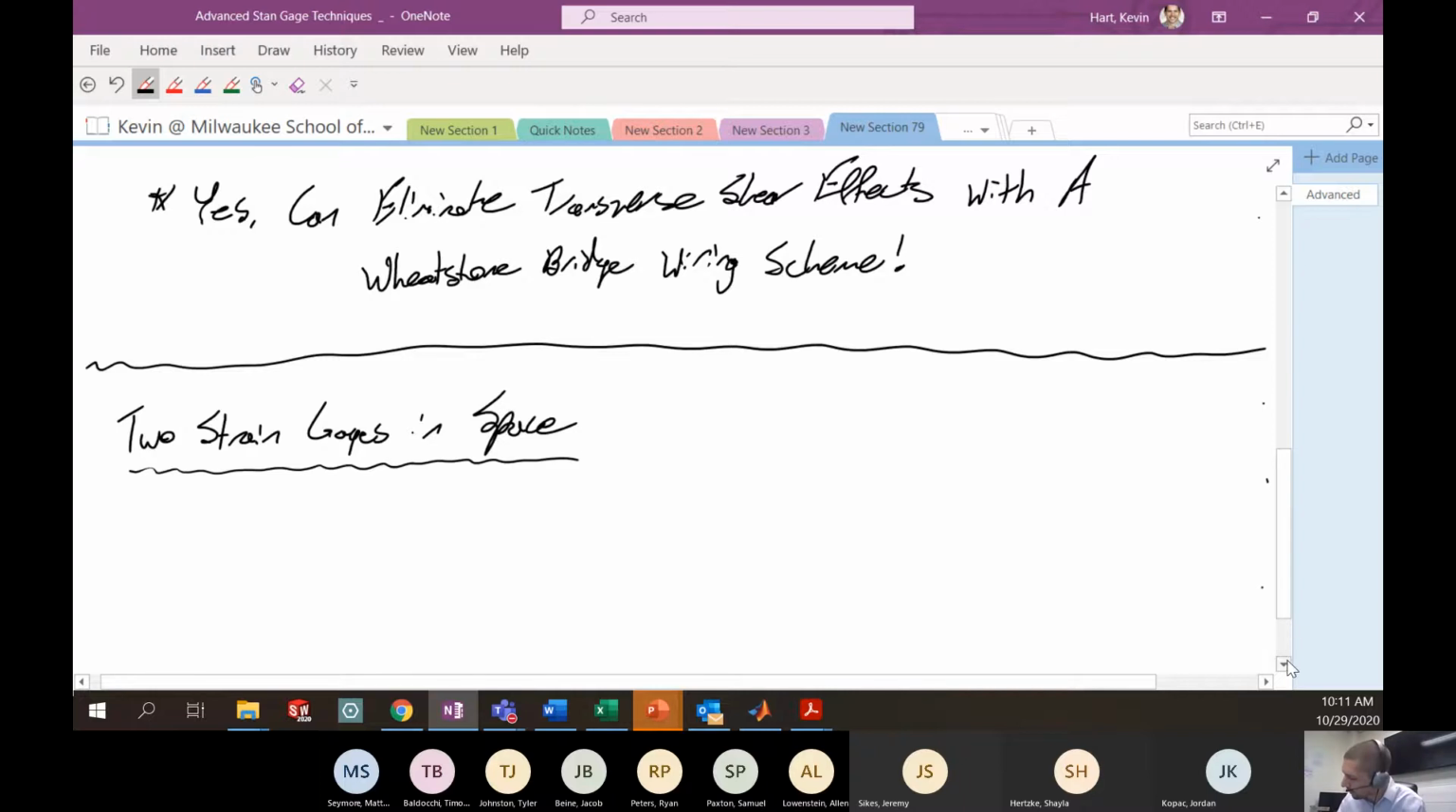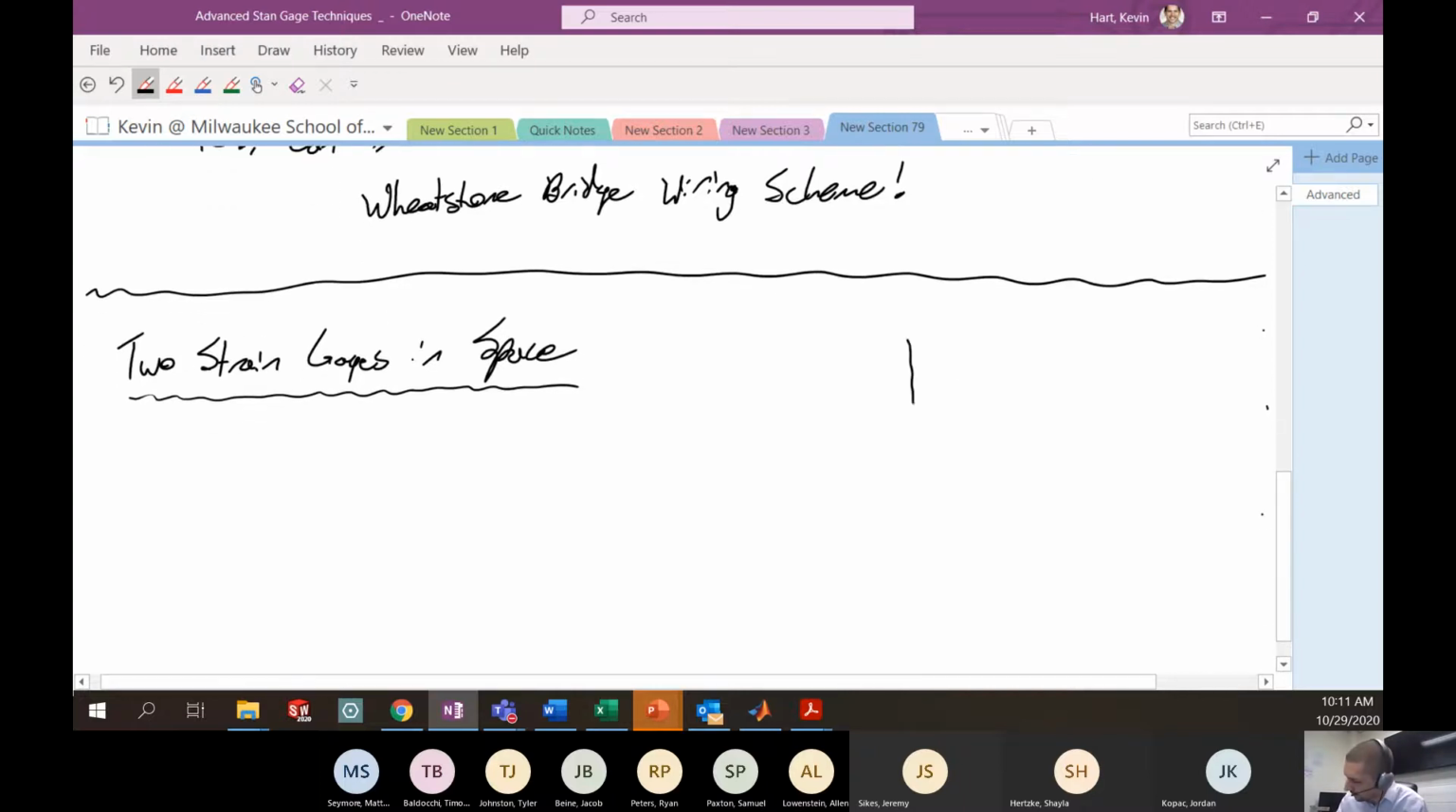All right, so let's say we put two of our strain gauges just sort of arbitrarily in space, and we've got an XY coordinate system here, and we're going to lay some strain gauges. Let's call it strain gauge 1 and strain gauge 2. So maybe I've got one strain gauge over here that I call strain gauge number 1, and maybe I've got one over here arbitrarily in space that I call strain gauge number 2.